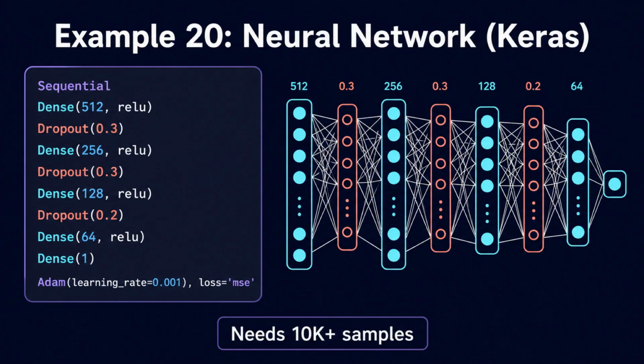Example 20 builds a deep neural network with Keras and TensorFlow. Standardize the fingerprints, then stack dense layers of 512, 256, 128, and 64 units with dropout after the first 3, and a single output unit for regression. Use ReLU activation and the Adam optimizer with mean squared error loss. Neural networks need more data, ideally 10,000 or more samples, but can capture complex nonlinear relationships in molecular data.